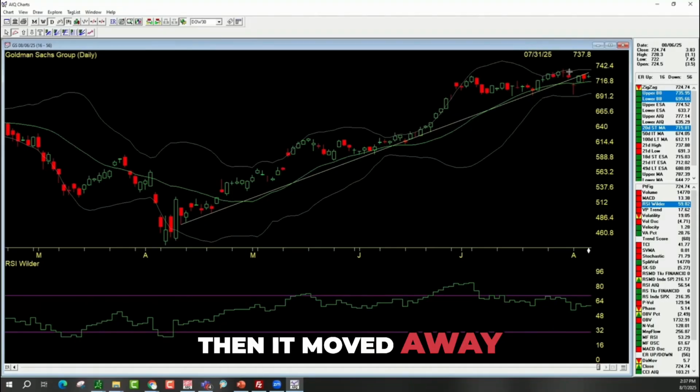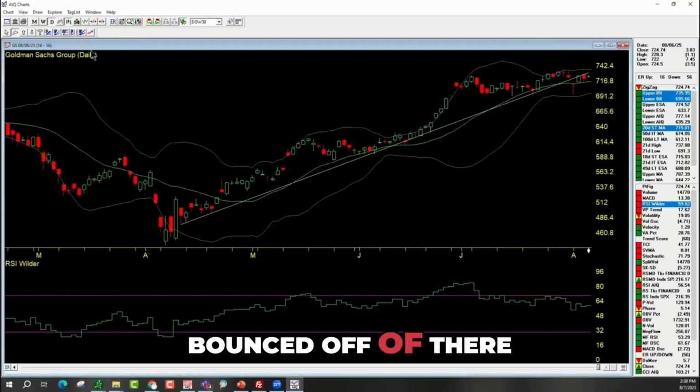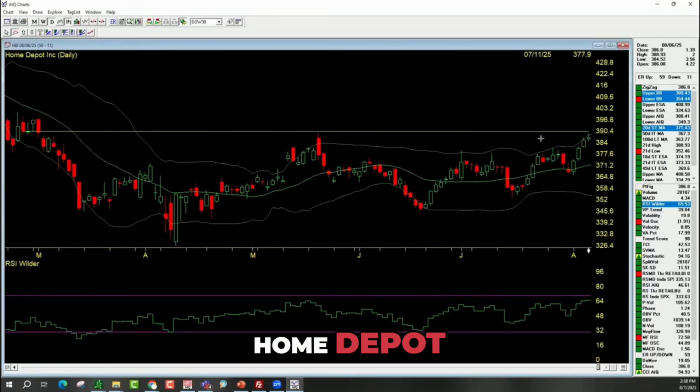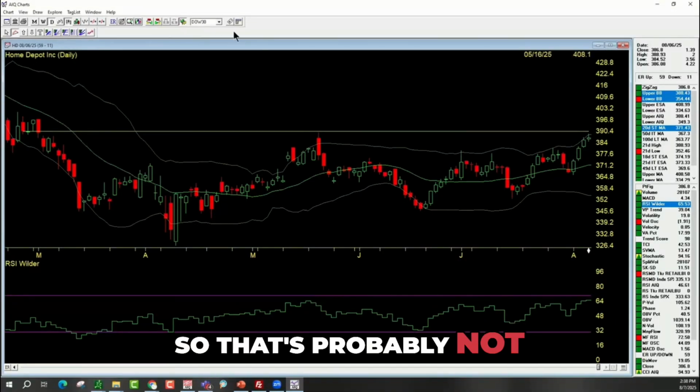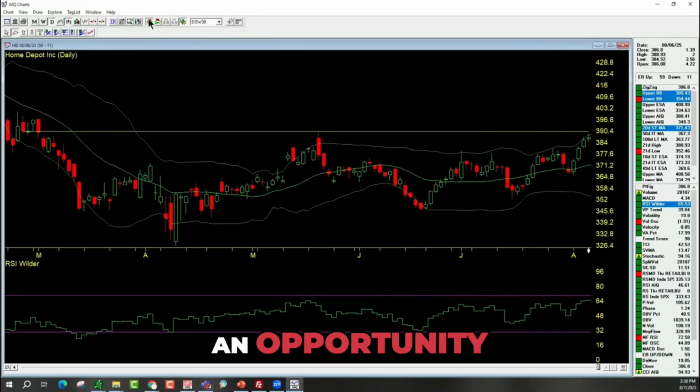Then it moved away, back, started riding the band here, moved back to the MA, bounced off of there, but nothing to give us an idea of what to do on that one at the moment. Home Depot, yeah, it kind of looks like it's beginning to ride the band, but look at the previous resistance level here, so that's probably not going to give us much information as far as an opportunity.